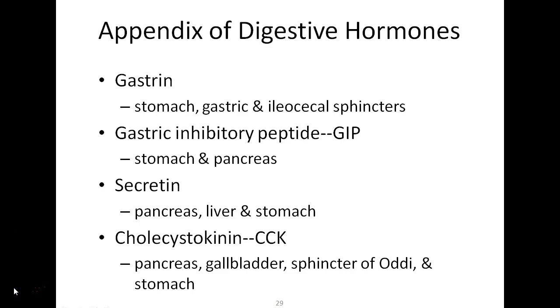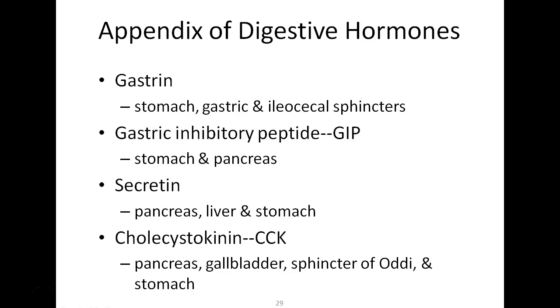Another hormone found in the digestive system is going to be secretin. We're going to find this in the pancreas, liver, and stomach. And secretin is going to be released from the small intestines in response to an increase in chyme acidity. So the secretin causes the release of an alkaline solution from the liver and pancreas, and that helps neutralize the acidic chyme.